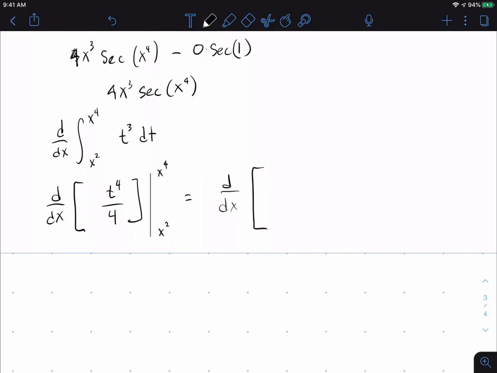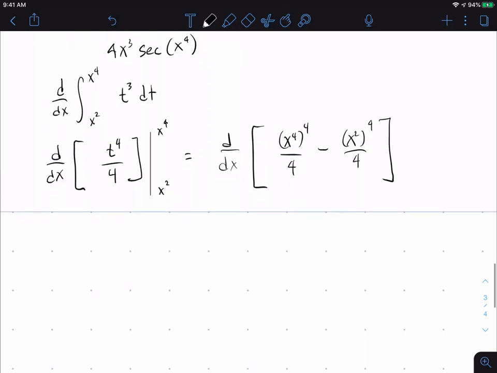Okay, so then t to the fourth is going to become x to the fourth over 4 minus x squared to the fourth over 4, right? Okay, cool. So then let's just see if we can clean this up. Isn't that x to the 16th over 4 minus x to the 8th over 4?